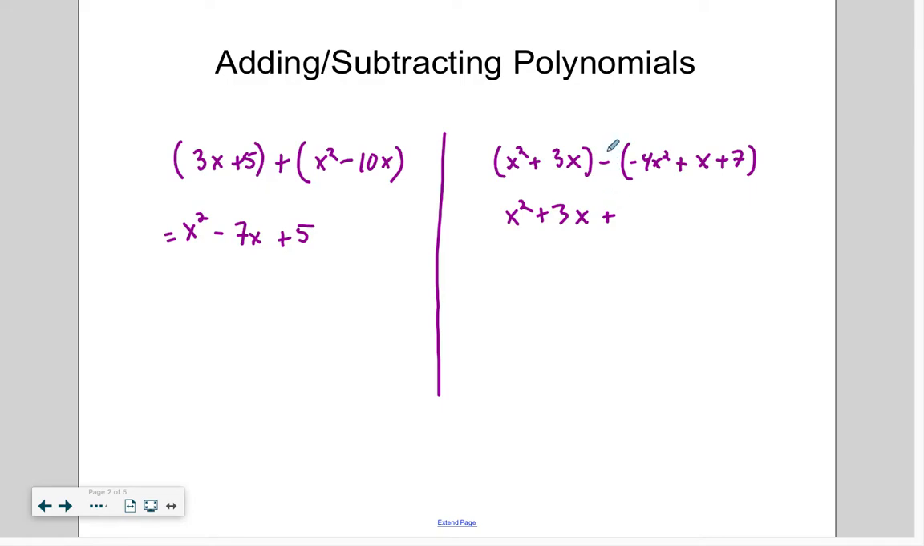So you're changing the sign of everything in the second group when you subtract. So this negative 4x squared becomes positive 4x squared.